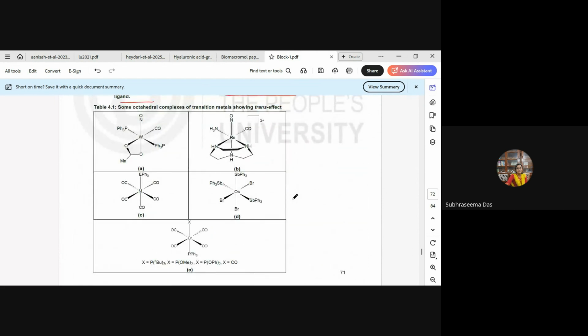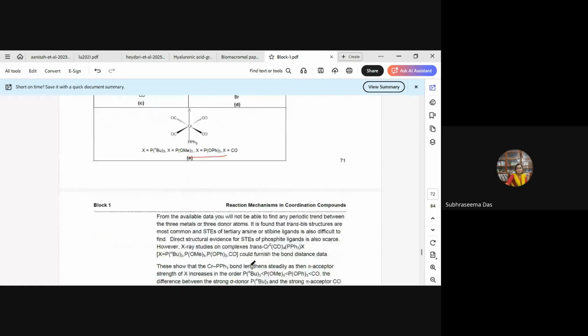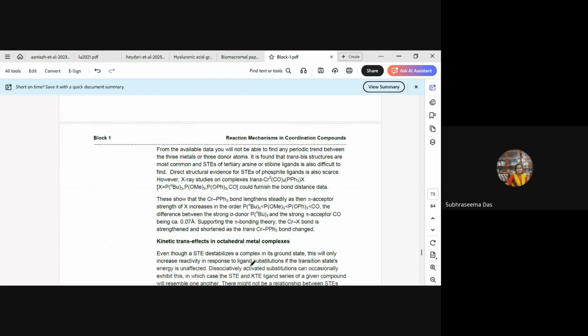In table 4.1, we see some octahedral complexes of transition metals that show the trans effect. Here these are the trans effects for certain octahedral complexes. From the available data, we are not able to find any periodic trend between any atoms. It has been found that the trans bis structures are more common, and the STE of tertiary arsine or stibine ligands is also difficult to find.